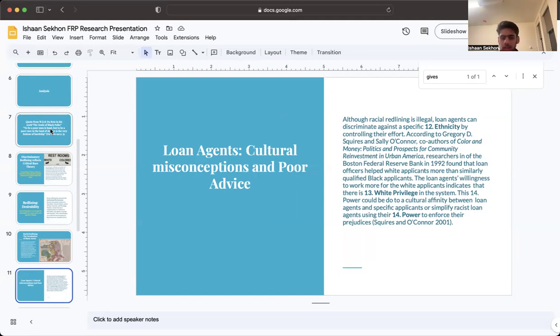According to Gregory D. Squires and Sally O'Connor, co-authors of Color and Money, Politics and Prospects for Community Reinvestment in Urban America, researchers in the Boston Federal Reserve Bank in 1992 found that loan officers helped white applicants more than similarly qualified Black applicants. The loan agent's willingness to work more for the white applicants indicates that there is white privilege within the system. This power could be due to a cultural affinity between loan agents and specific applicants, or simply racist loan agents using their power to enforce their prejudices upon these people.